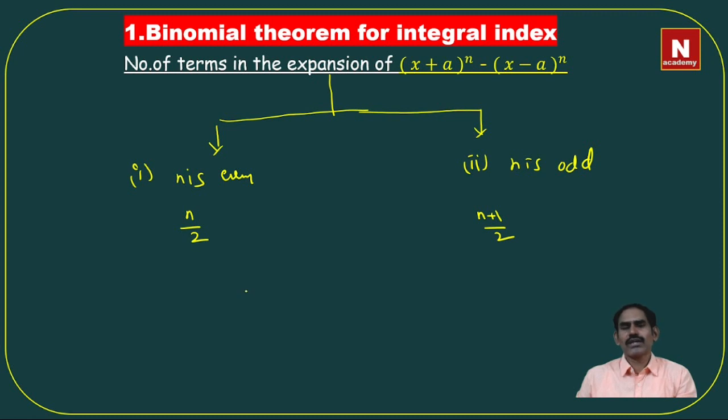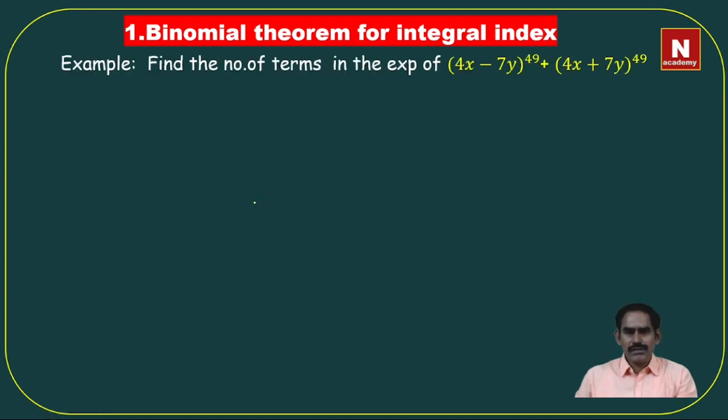Using this formula, we can find the number of non-zero terms in the expansion of (x plus a) whole power n minus (x minus a) whole power n. Observe this: find the number of terms in the expansion of (4x minus 7y) whole power 49 plus (4x plus 7y) whole power 49. Actually, after expansion here we will get 50 terms, and in this also we will get 50 terms.